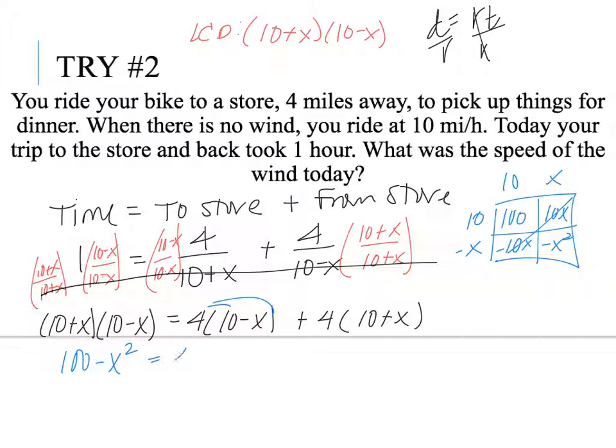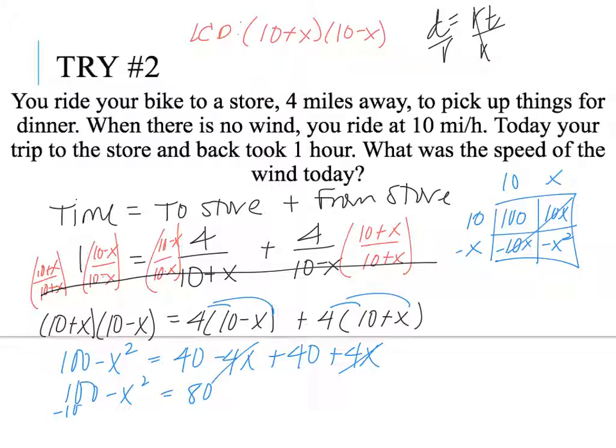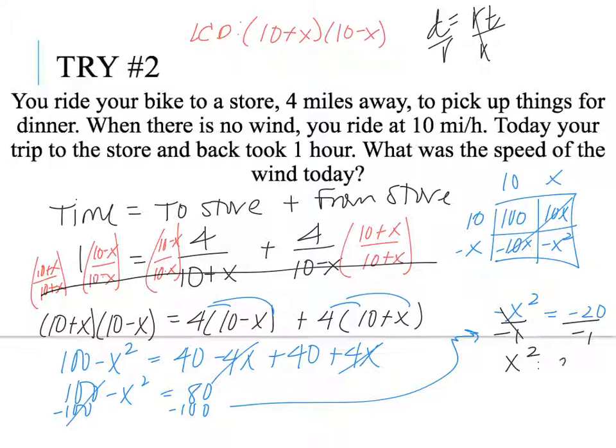And if I distribute those, this is 40 minus 4x, and this is still 40 plus 4x. The 4x's are gone. So we are left with 100 minus x squared equals 80. If we subtract 100, we will get that negative x squared equals negative 20. Let's go ahead and divide by negative 1. So x squared now equals 20.